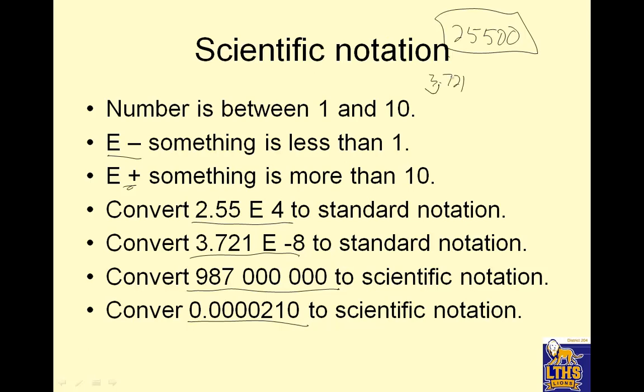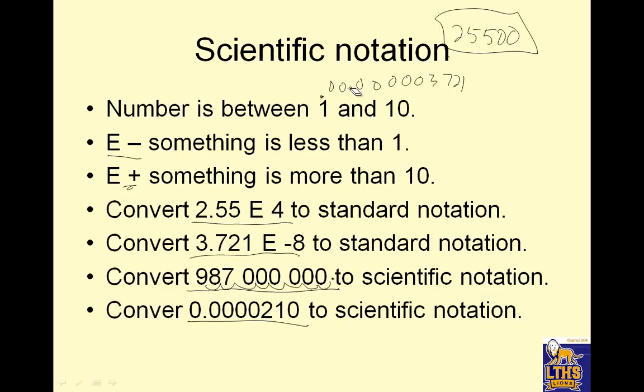If I have 3.721 E negative 8, 3.721, that's E negative 8, 1, 2, 3, 4, 5, 6, 7, 8. Make sure I put my decimal point there, and I can get rid of my little loopy-doo things. And it becomes 0.70372, or zeros actually, 987 million. So this will move over 1, 2, 3, 4, 5, 6, 7, 8.